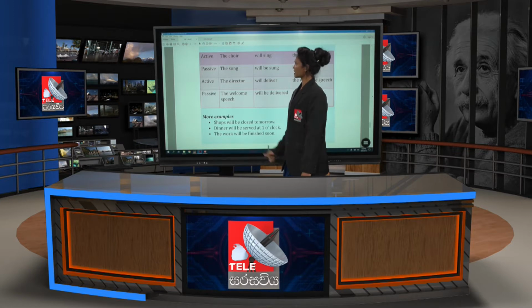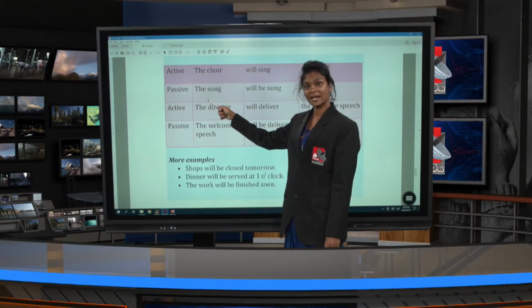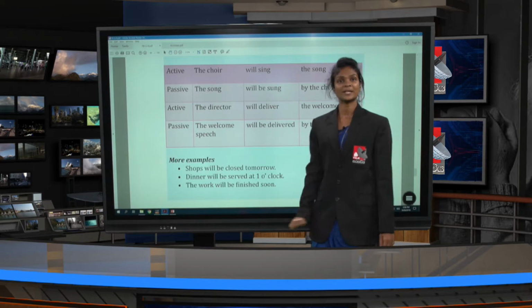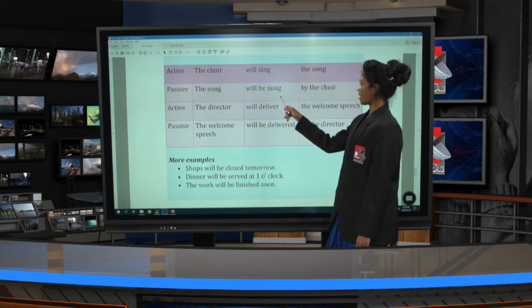In this chart, you can see active and passive sentences. We will go through one by one. The first is in active voice: the choir will sing the song. Then in passive, the same sentence should be transformed like this. The song appears as the subject of the passive. Then the song will be, what is the verb here? Sung. Sing, sang, sung. Will be sung by the choir.